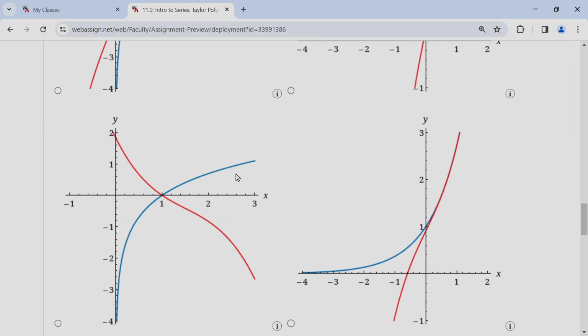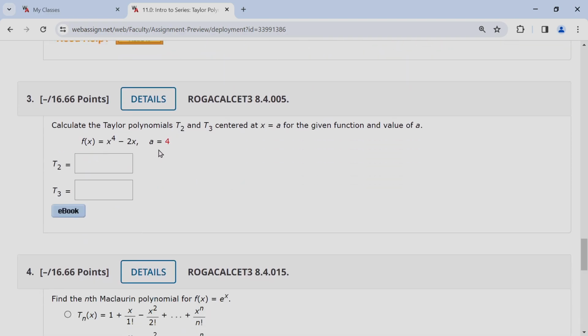Again, use Desmos on that one. That's a little bit stifling. Okay, calculate the Taylor polynomials T3, T4 at x equals a for the following. So we're doing it x equals 8 at x equals 4.